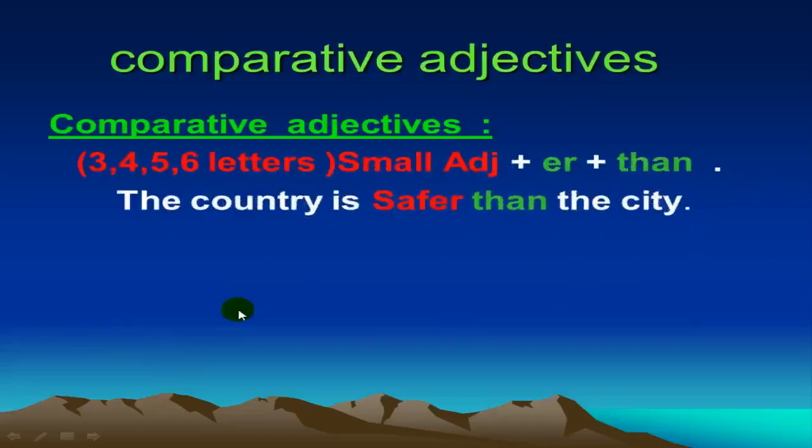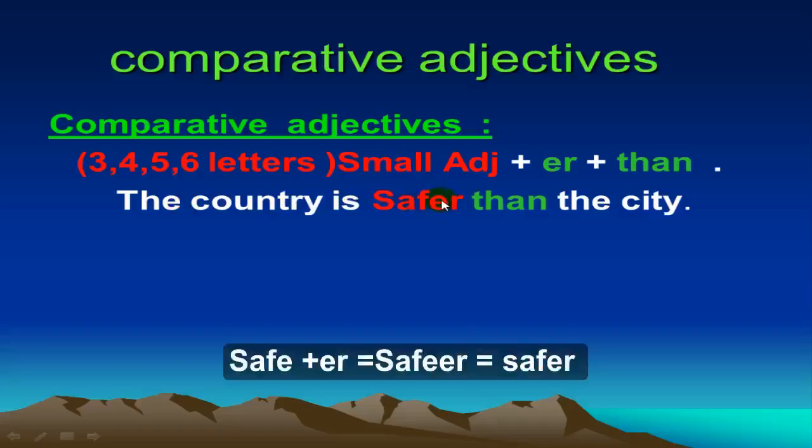The question is, how can we make this comparison? What is the rule? To make comparative adjectives, you're going to have what? Small adjective. 3, 4, 5, 6 letters. So number 1, you can count the letters. Most of the time, less than 6 letters. The country is safe. And then you put what? ER. I have here another E, and so we put only R. The country is safer. Safer than the city. So here we have small adjective, ER, than.